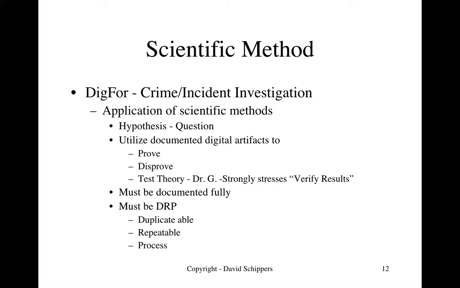All right? What you do from a scientific method perspective must also be documented fully. And the reason for this is so that your work and your results and your conclusions can then be assessed through a duplicatable, repeatable process, which I tend to call a DRIP, which isn't exactly a great name, but it definitely drives home the fact that it needs to be duplicatable, and it needs to be repeatable, and it needs to be a process that somebody else can run.